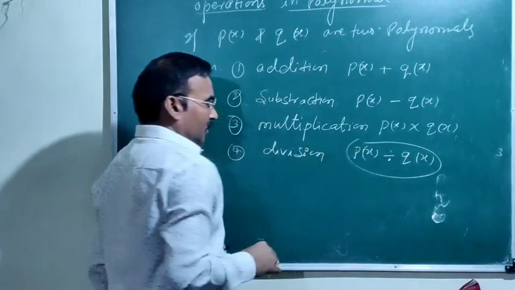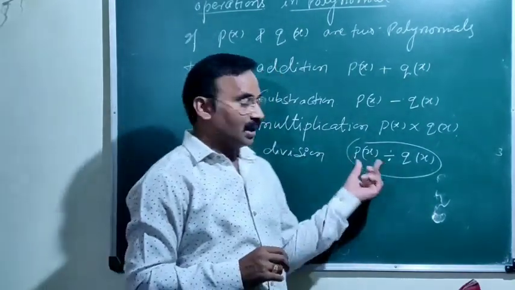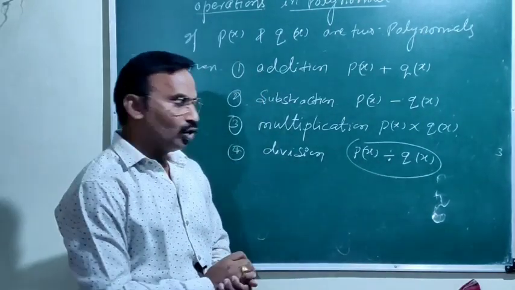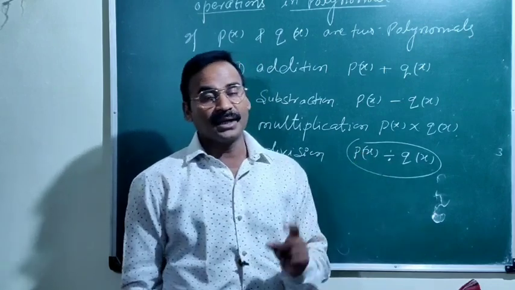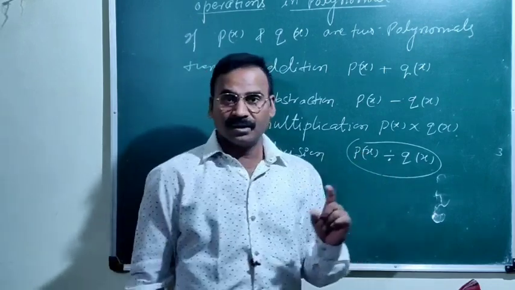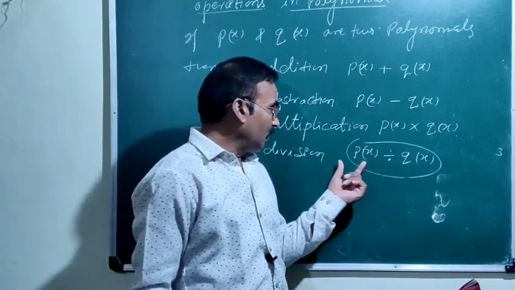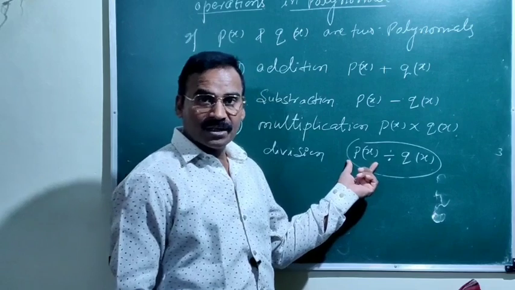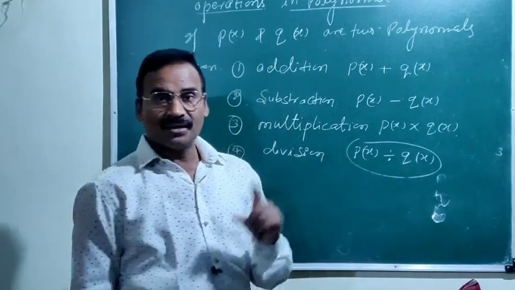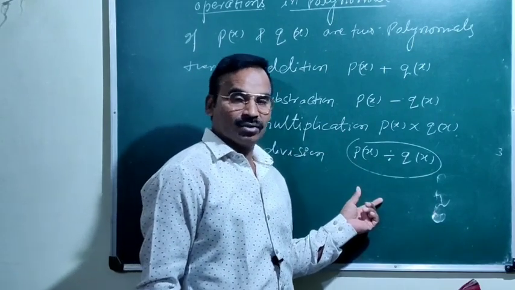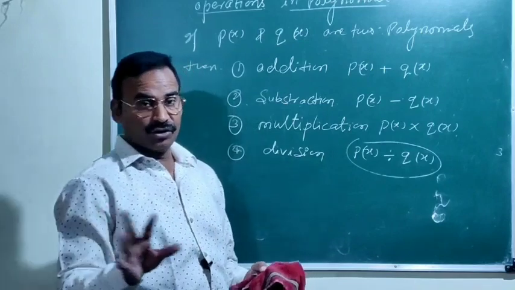And here there is a necessary condition for the division of the polynomials. The degree of the polynomial situated in the numerator must be greater than or equal to the degree of the polynomial situated in the denominator. Okay, if it is not, there is no possibility for the division.